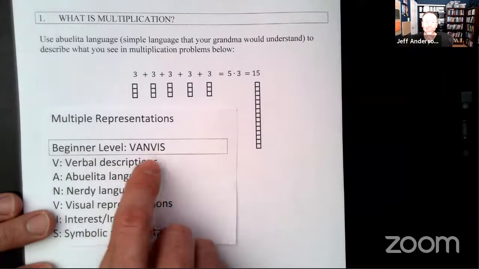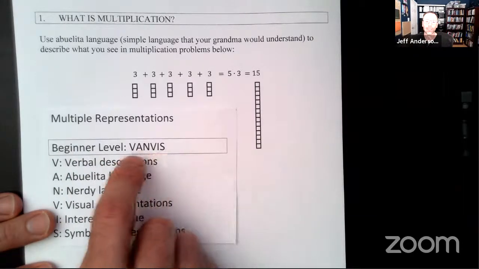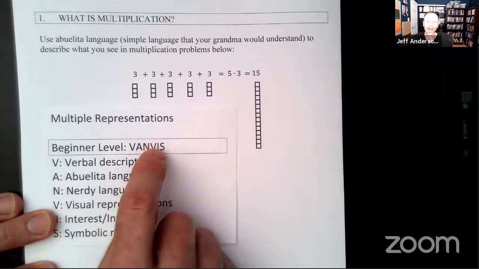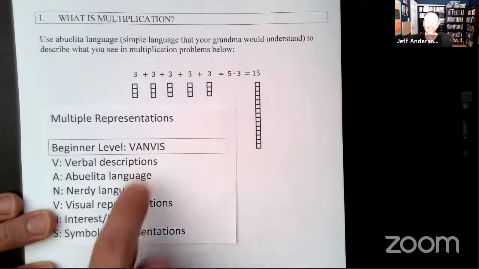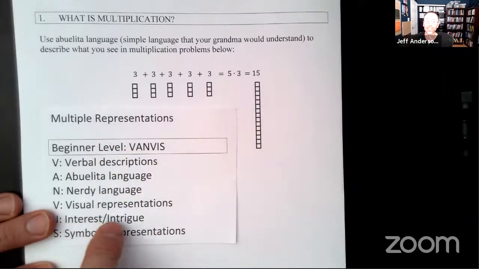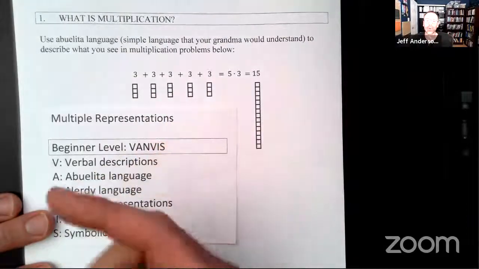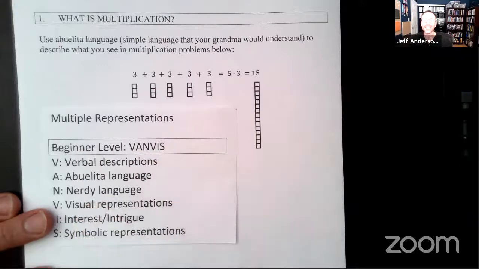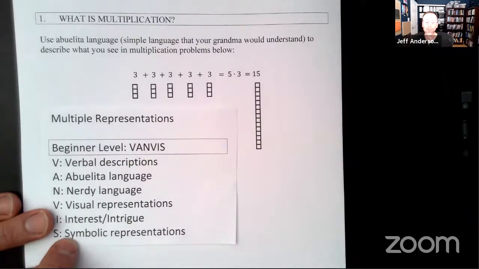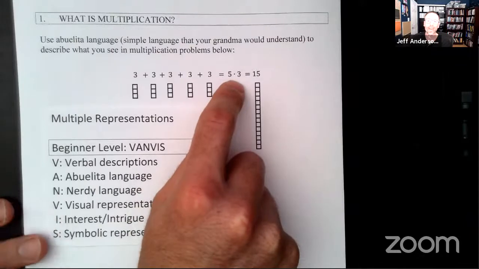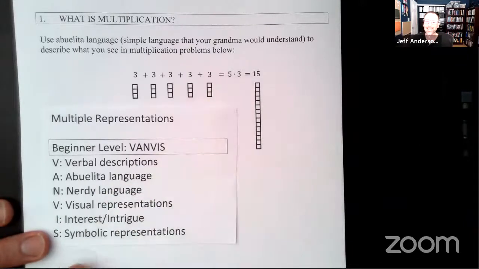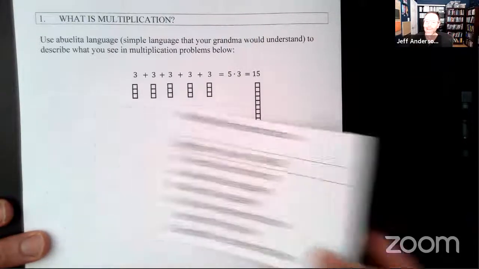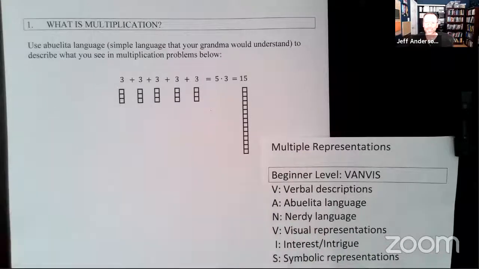At a beginning level, I like to use the concept of VVIS, so verbal representations, both abuelita and nerdy language. The second V is a visual representation, so can you draw pictures? Interest and intrigue, meaning that when we're studying mathematics, are there questions that come up? Can we address those concepts with inquiry, mindedness, and curiosity? And then the last is symbolic representation, which is usually the start of where math teachers think about math, but I think that that's the last of all these other representations. So we'll use this as kind of a rubric. Let's get started here and kind of pay attention to what we see.